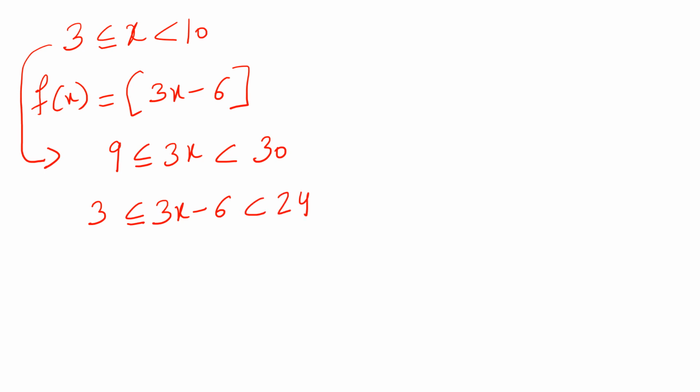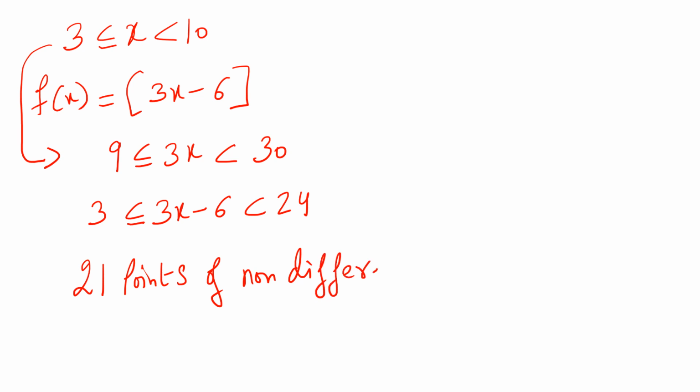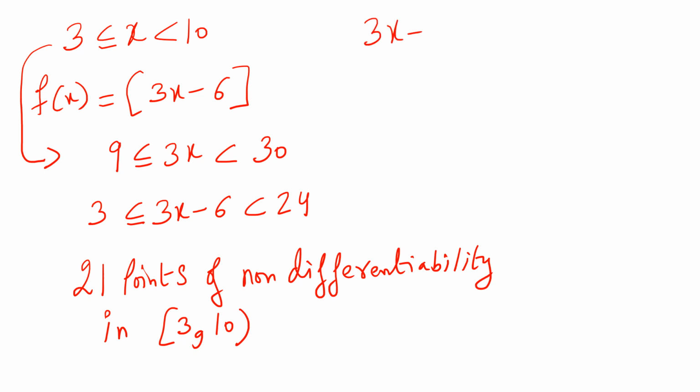Now students, between 3 and 24, including 3, how many integers are there? Clearly there are 21 integers. So hence 21 points of non-differentiability of f(x) in this particular subinterval. Remember that I have included that value of x for which 3x minus 6 becomes equal to 3. Because when I put 3x minus 6 equal to 3, I get x equal to 3. So that means at x equal to 3, f(x) is non-differentiable.